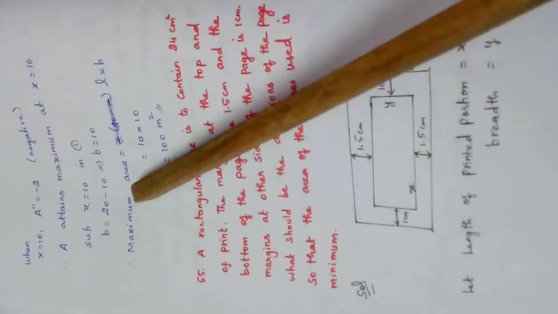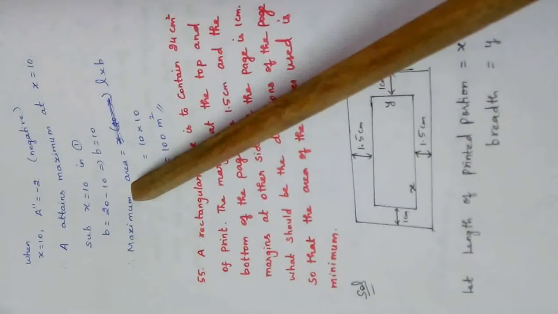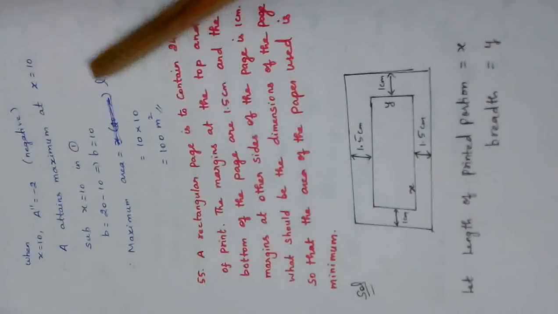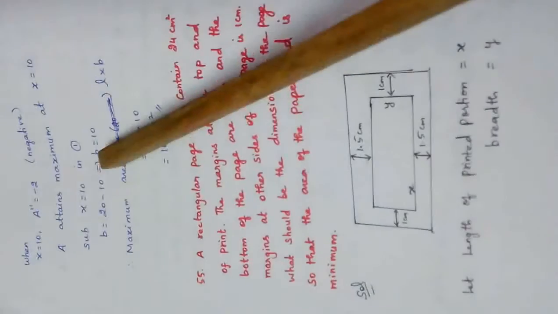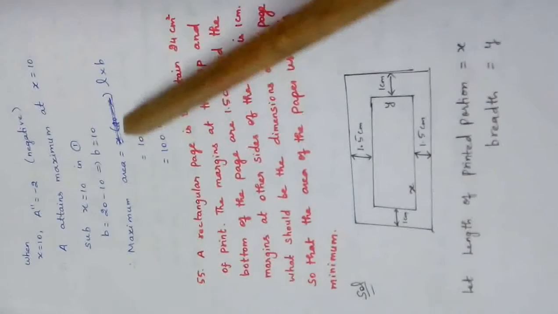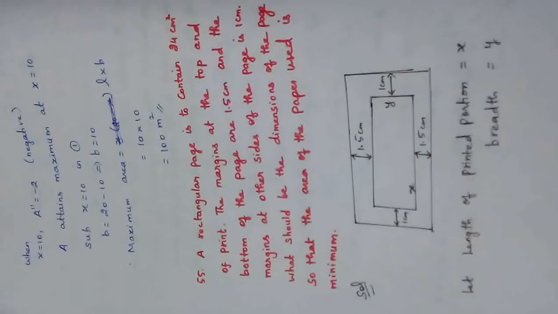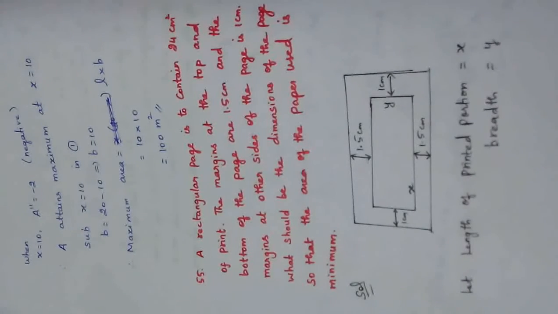So maximum area, how to calculate? Rectangle area is length into breadth. Now we know what is length and what is breadth. Length is 10, breadth is also 10. So 10 into 10 is 100 meters square. This is the maximum area that we can fence using a 40 meter wire.